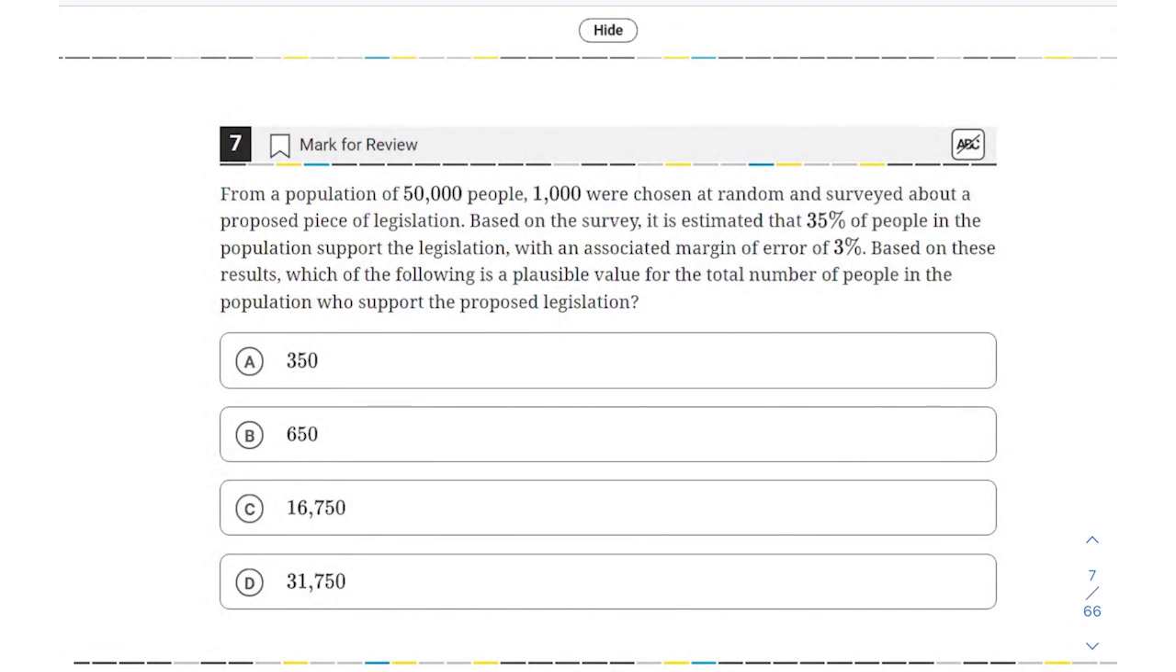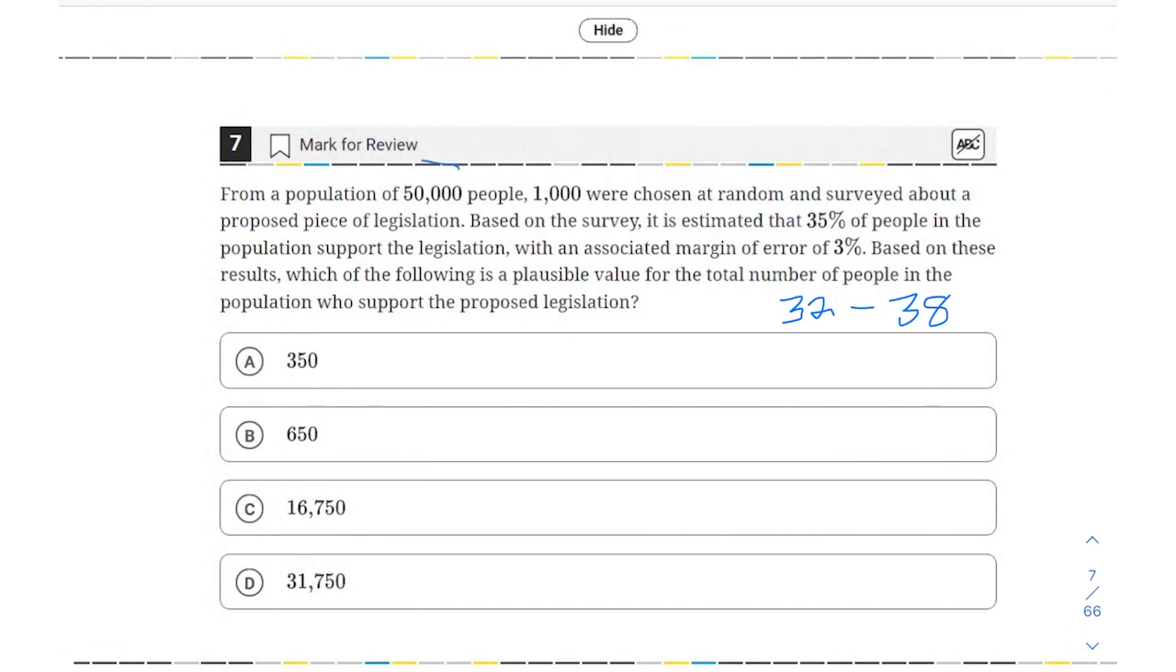So basically that's going to be anywhere from 32 to 38%. When they say margin of error, that means plus or minus 3%. So from that 35% value that they're estimating, it could be 3% higher, 3% lower, or anywhere in between. All right, based on these results, which of the following is a plausible value for the total number of people in the population who support the proposed legislation?